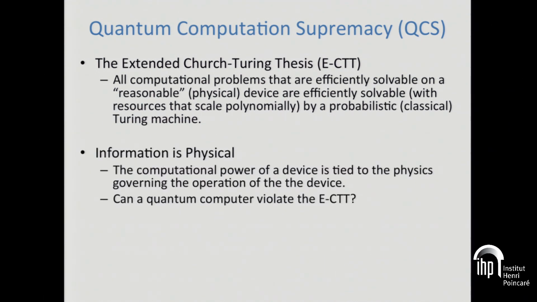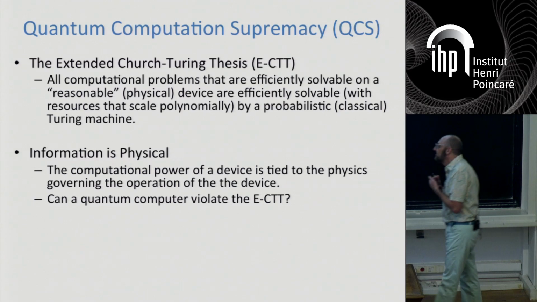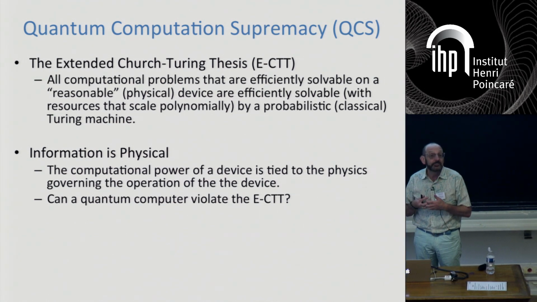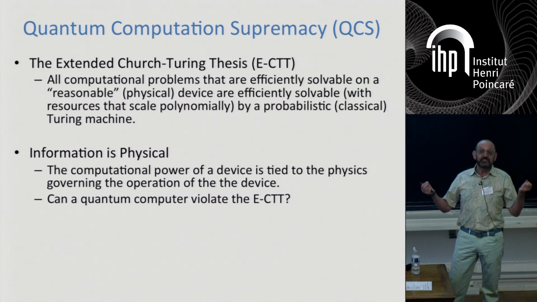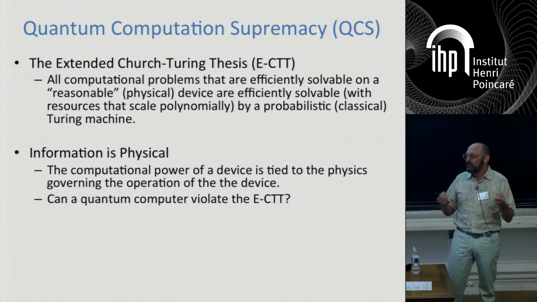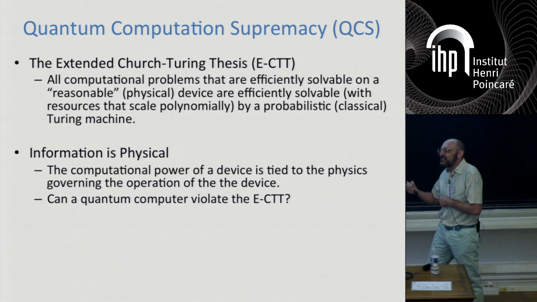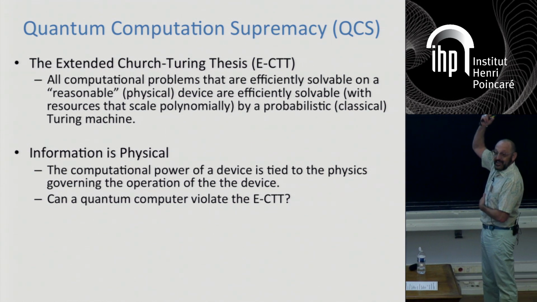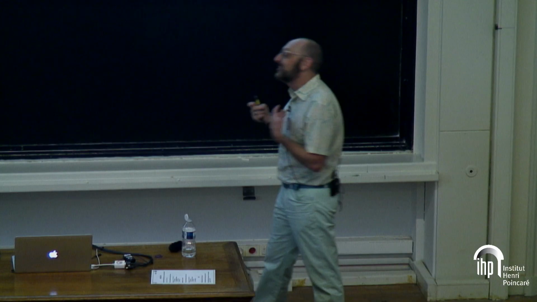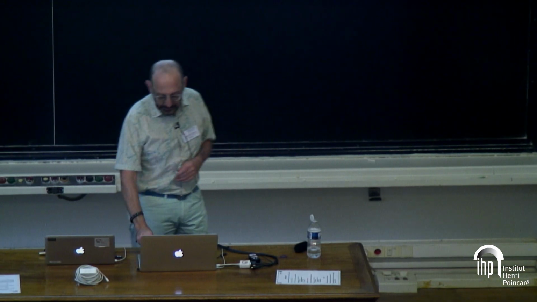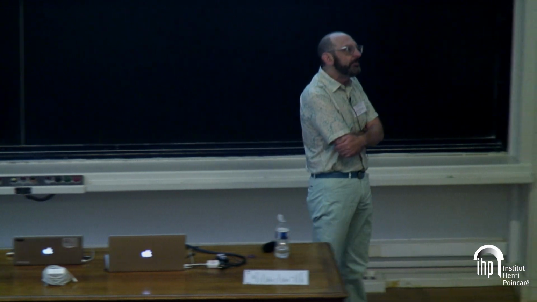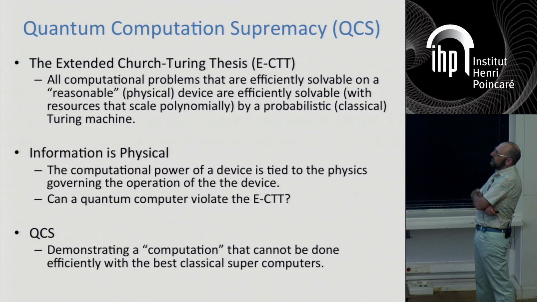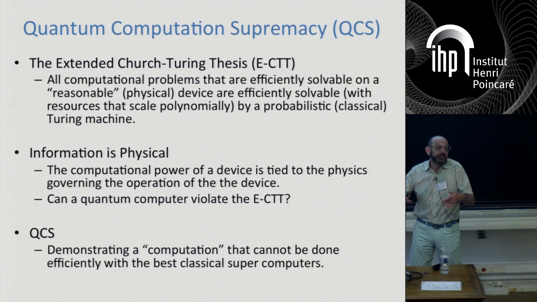Now, as a physicist, I think we're proud to say that we have some impact on this question that seems to be a purely mathematical question. It says that these questions about what is computable are actually tied to the physics of the device, and not all physically reasonable devices are equivalent. If the device is governed by the laws of quantum mechanics, then perhaps, we hope, we think this extended Church-Turing thesis is violated. So it's one of the challenges of our time to see if that's true, to see if we can demonstrate something, anything, that violates that. And that's what this business about QCS is about. It's about somehow demonstrating a computation that we believe cannot be done efficiently with the best classical supercomputers today.